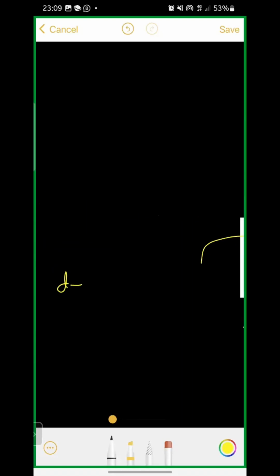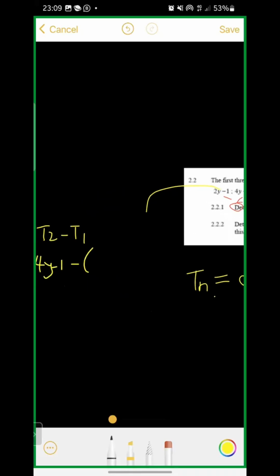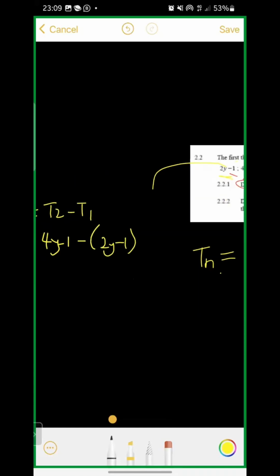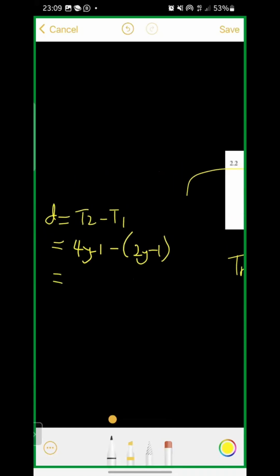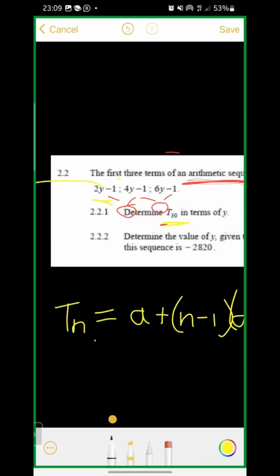Right, so we take T2 minus T1. We can see that our second term is 4y minus 1, minus, in brackets, 2y minus 1, that's our T1. So now let's operate. This turns into a negative, and this turns into a positive. 4y minus 2y is 2y. Minus 1 plus 1 is 0, it cancels out. So our d is 2y. Do we agree? Yes.